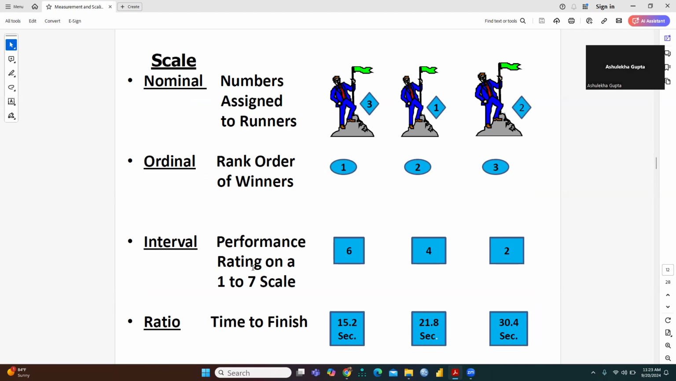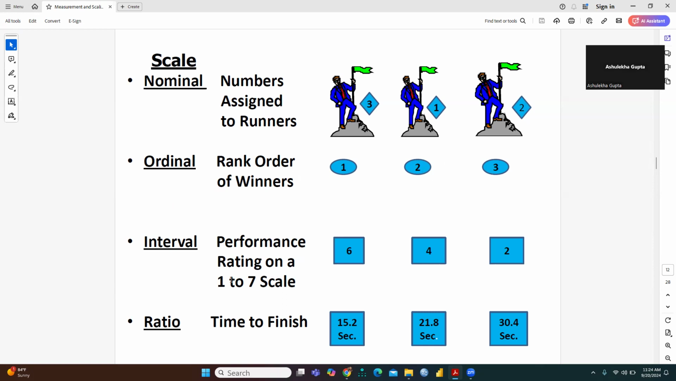So let me give you all the comparative scales. Nominal: numbers assigned to the runners. Let's say 3 runners are there. So just a number, right? First, second, and third, we had given them. Maybe anybody who has got the third number tag is on, let's say, the first position. So ordinal is the ranking order of the winners: first, second, third. So the third one is on the first position, and whoever has got the tag first number has got the second position, and so on.